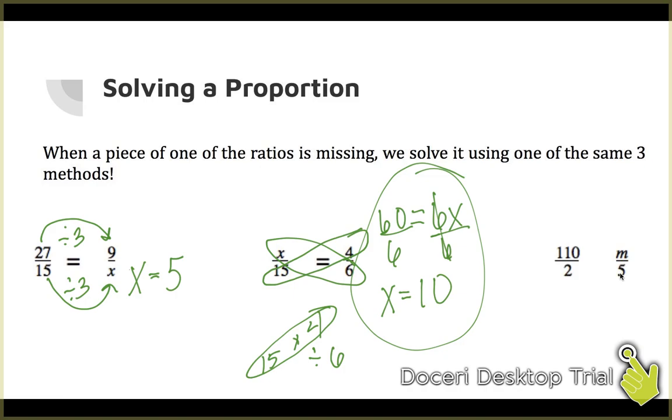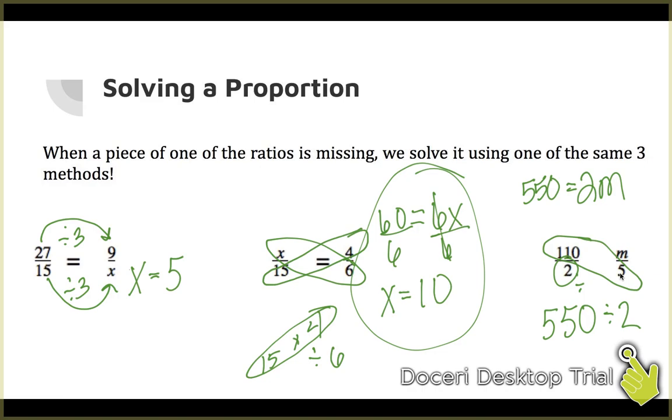Example 3. Again, jump across doesn't work. I can't get from a 2 to a 5. So what do I have to do? Cross multiplication. I'm going to multiply 110 times 5. That's going to get me 550. I'm then going to do 550 divided by our last number left, divided by 2. And the reason why I do that is because I would get 550 equals 2 times m, and I would then divide by 2. So if I do 550 divided by 2, that gets me an answer of 275 for m.